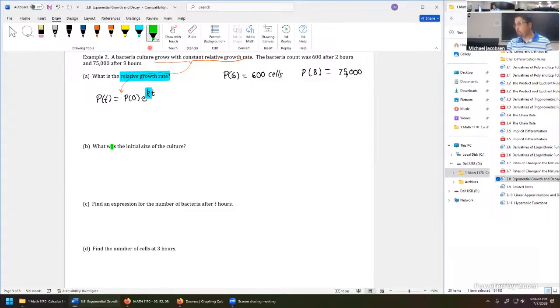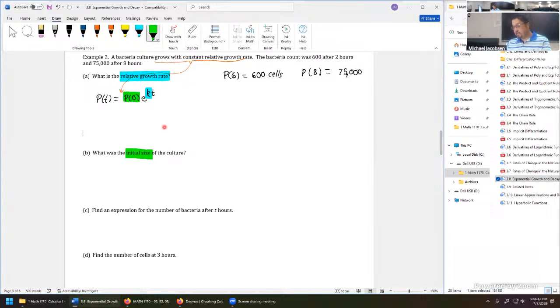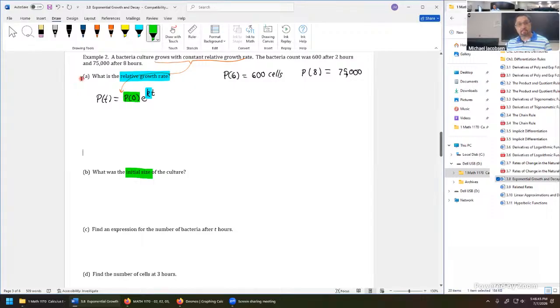Next part is asking what was the initial size of the culture, but initial size, starting population, starting amount, that's always P at 0. And notice the order is actually kind of important here. I can't really get P at 0 first until I know the value for K. Once we know K, we're probably in good shape.